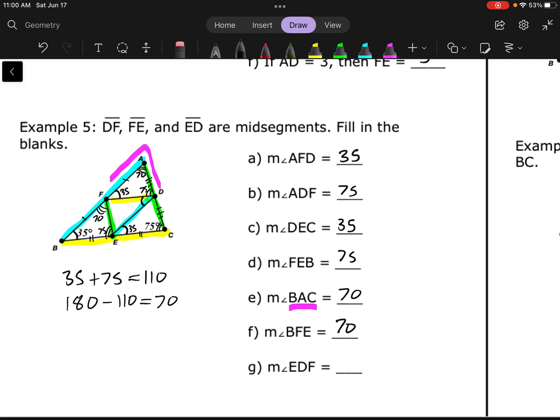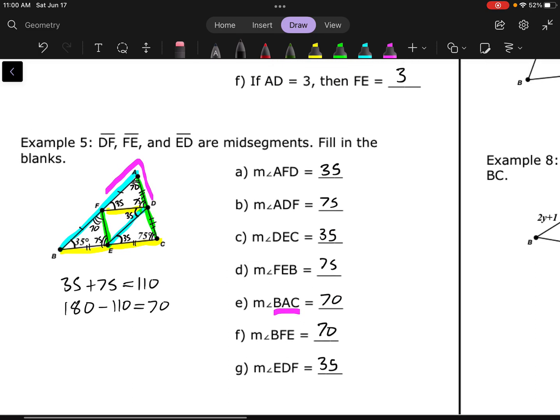Now that one, that's kind of tricky as well. EDF is actually an alternate interior angle with the 35 right on the other side there, using those blue lines. So that's got to be 35. It's a little tricky one to throw in there at the end. Have to do some alternate interior angles as well. But those parallel lines, really powerful stuff there with those mid-segments. Really lets us find some different angles in there.